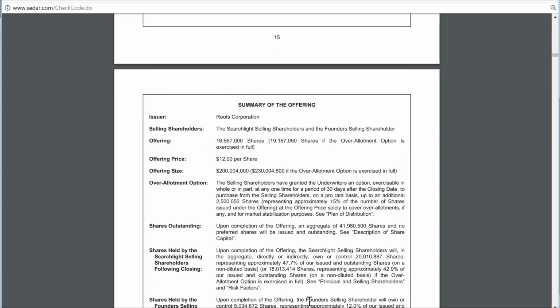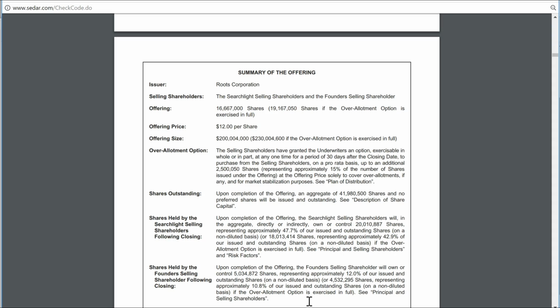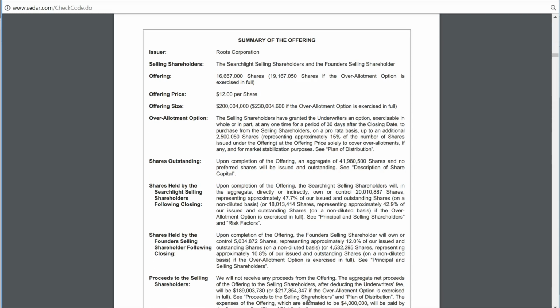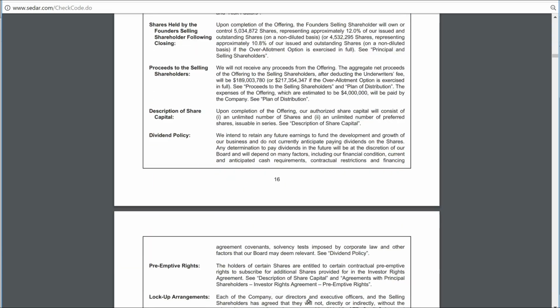And then they're going to have a summary offering. Here, this is really going to tell you a lot of information about the actual offering. So here we can see the selling shareholders that we saw earlier, the offering price, the offering size that we saw earlier, and the over-allotment option that we're going to talk about in a second, along with all these other different characteristics of the offering.